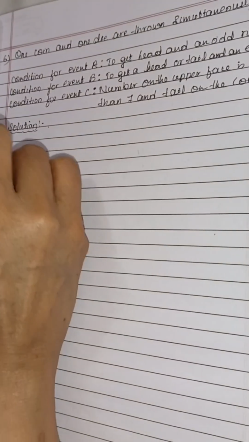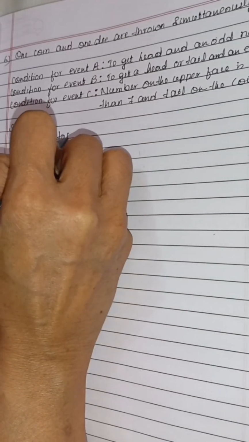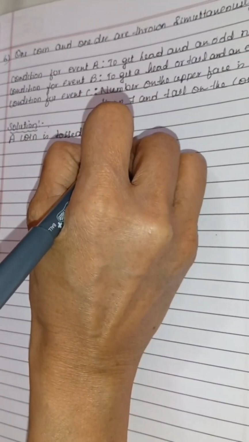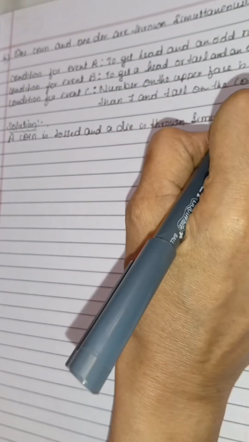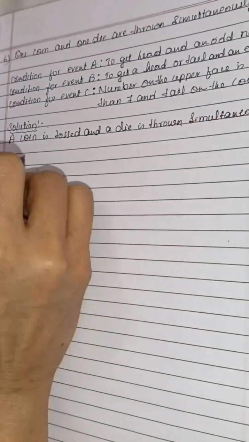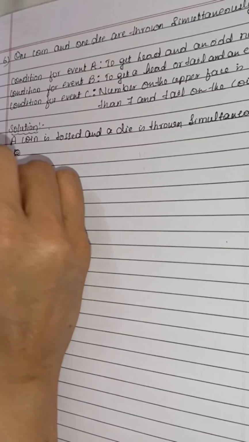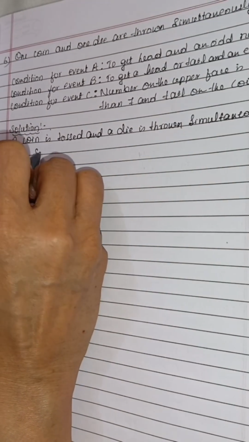So the solution part is: a coin is tossed and a die is thrown simultaneously. First we have to write the sample space.